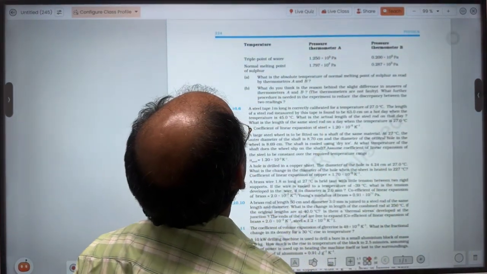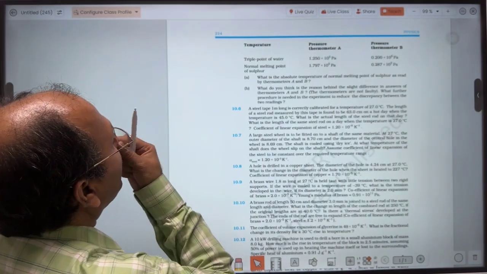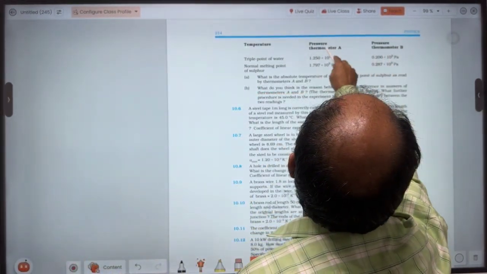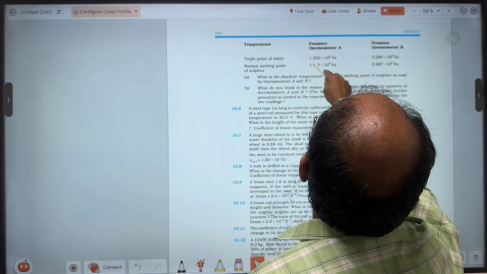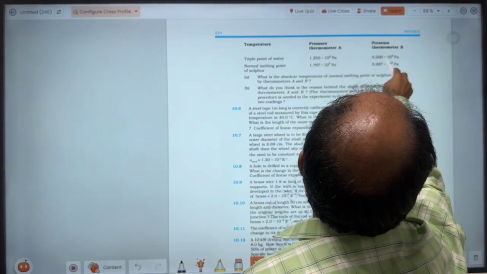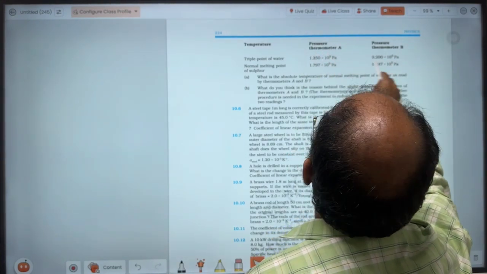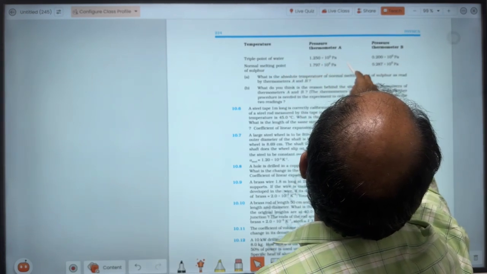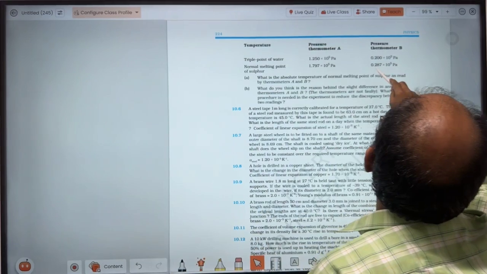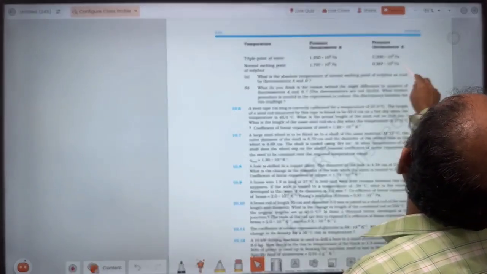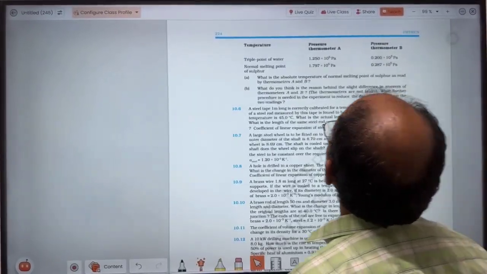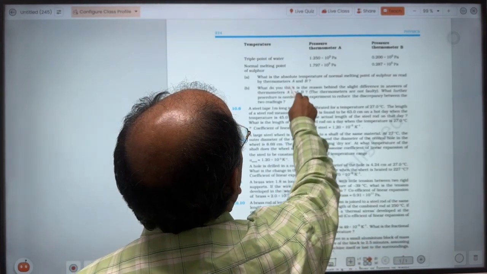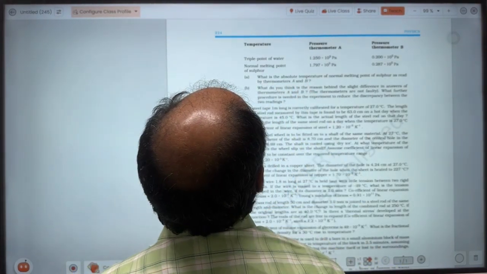Here in this question, information is given. Triple point of water is this much, and pressure thermometer A gives triple point of water this much, and this, and here normal melting point 1.797 into 10 power 5 Pascal, and here 0.287 into 10 power 5 Pascal. Now, what is the absolute temperature of the normal melting point of sulfur as read by thermometer A and B?